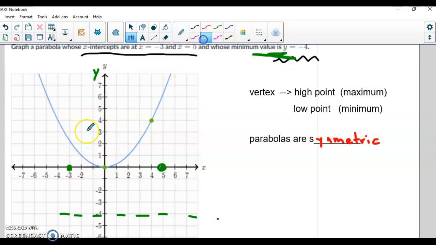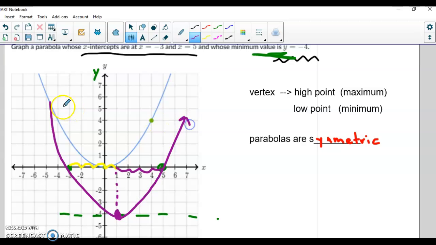So we have to count out where's our halfway. So let's see, 1, 2, 3, 4. Let's count that way, and let's count this way. 4, 1, 2, 3, 4. So the halfway point, the low point is going to be right about there. Because 1 is halfway between -3 and 5. Okay, so your parabola looks something like this. All right, that one was kind of tricky.